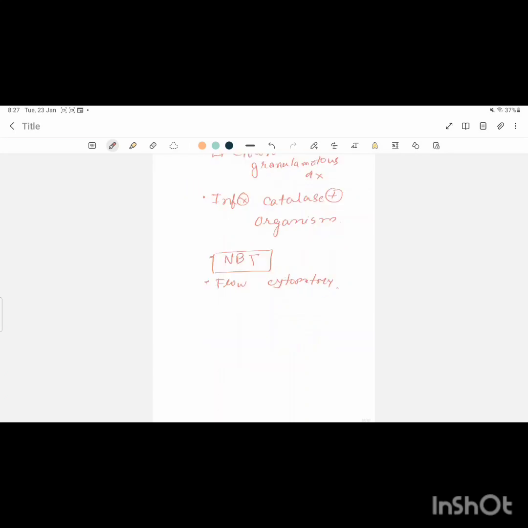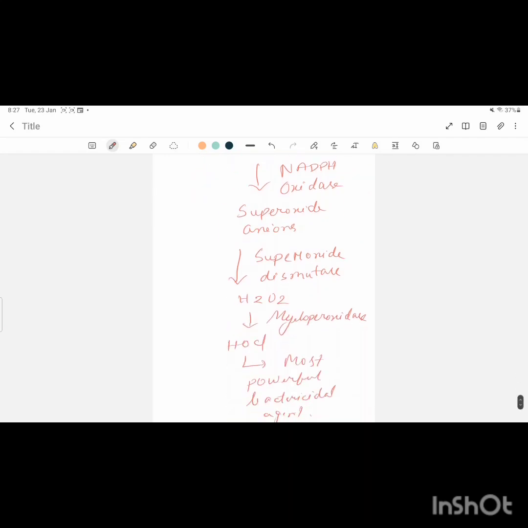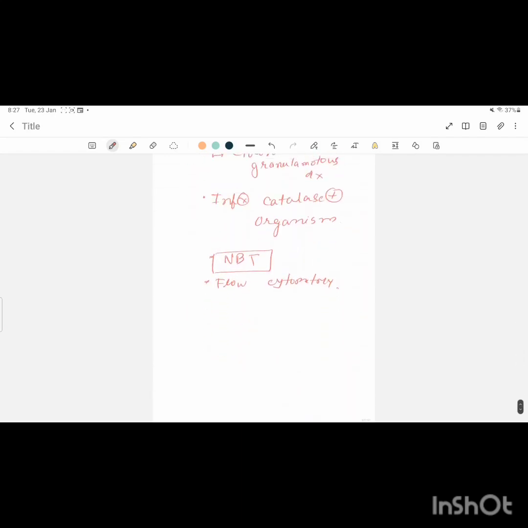Okay. The next disease is when there is absence of superoxide dismutase. If there is absence of superoxide dismutase, what will happen? The superoxide anions will accumulate. This can cause different peroxidation reactions, and that is also harmful. So in case of absence of superoxide dismutase, the disease is called amyotrophic lateral sclerosis.